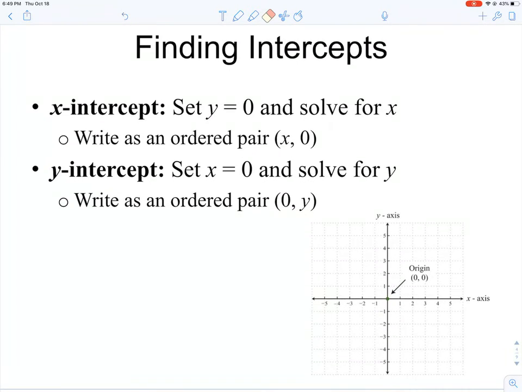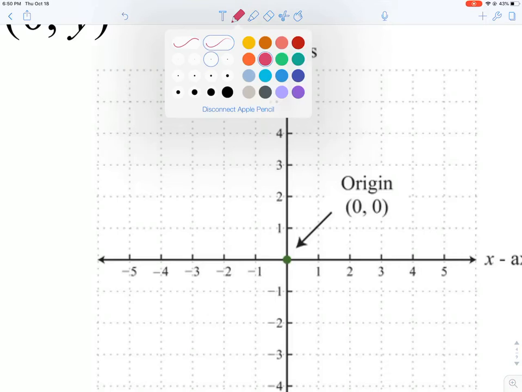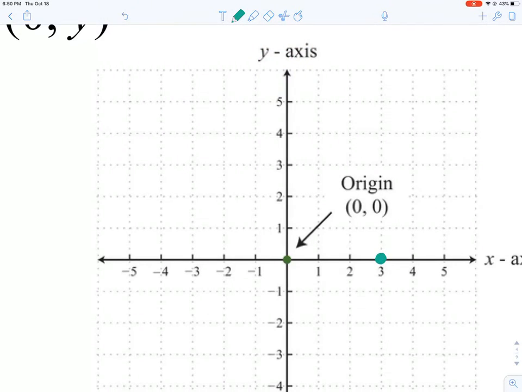So let's talk about how we can go about finding x and y intercepts. And first, let's talk about what an x-intercept is. An x-intercept is a point that lies on the x-axis. An example of an x-intercept could be the point 3, 0. Okay, or how about -2, 0? Or -5, 0. And if you notice, all of those points that lie on the x-axis and could be considered x-intercepts have a y value of 0.